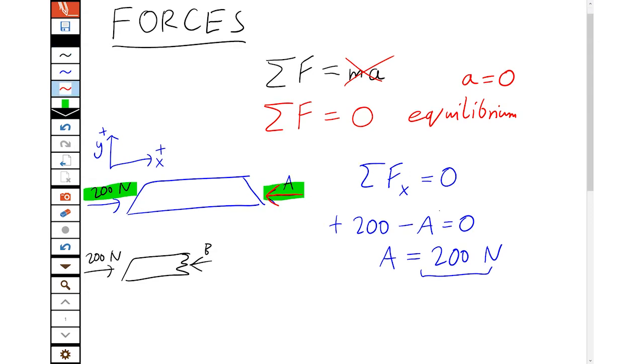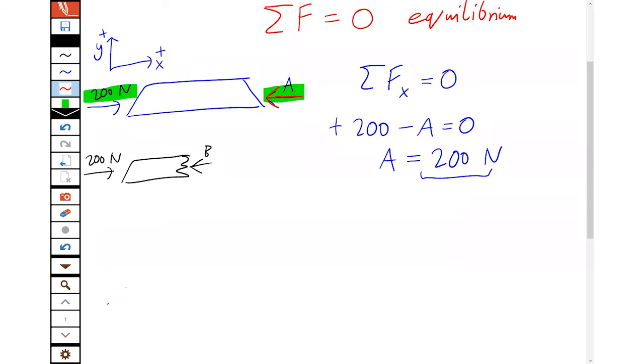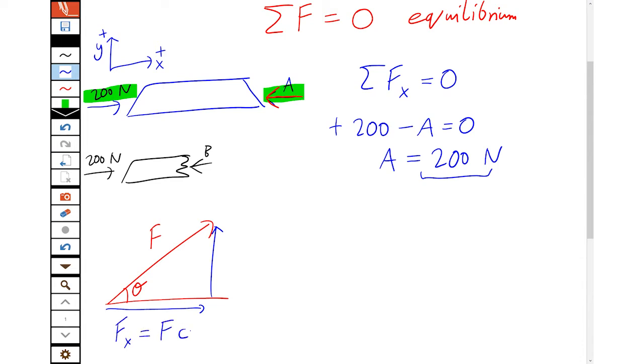So how do we do that? Well, if we have a force at an angle to the horizontal, we can break that up into a horizontal component and a vertical component using trigonometry. The horizontal component of the force is the force times the cosine of the angle, because it's adjacent to that angle. And the vertical component is the force times the sine of the angle, because it's the opposite side to the angle.